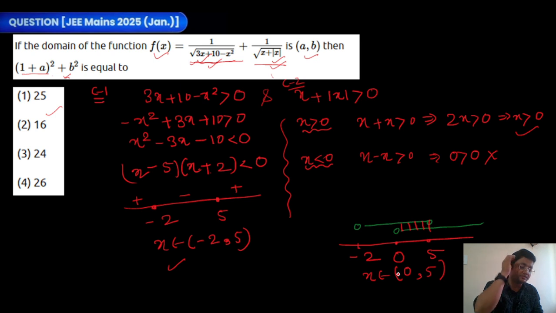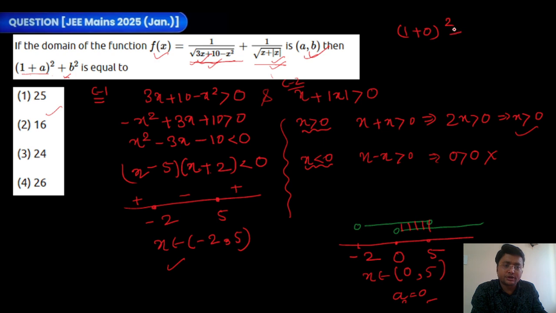So this is the domain of these functions. Now you can compare with this (a, b). With this we can say a is nothing but 0 and b is nothing but 5. Now we have to find the value of this. Let us put 1 plus a, which is 0, whole squared, plus b squared. The value of b is 5, so 1 plus 25, which is 26. So 26 is the right answer of this question.